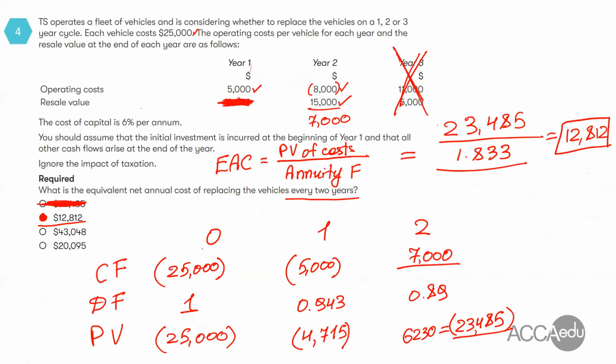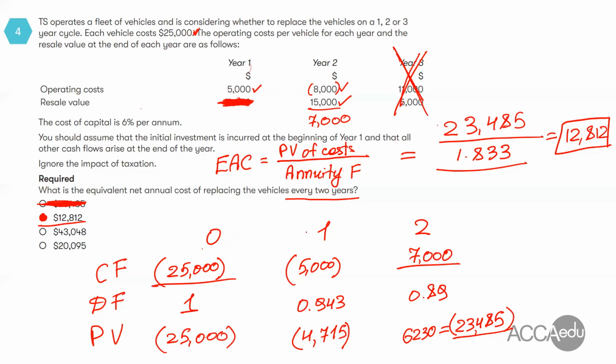The equivalent annual cost is found by the present value of costs divided by the annuity factor of that year. If, for example, we are replacing every 2 years, it should be the annuity factor for 2 years. If every 3 years, then it should be the annuity factor for 3 years. So the vehicle costs $25,000, which is at time 0, now. So the discount factor is also 1.